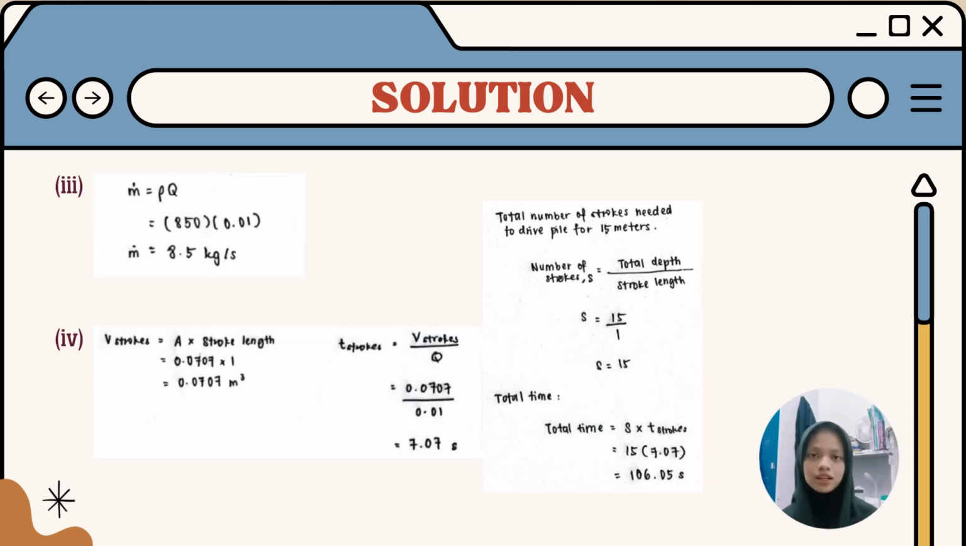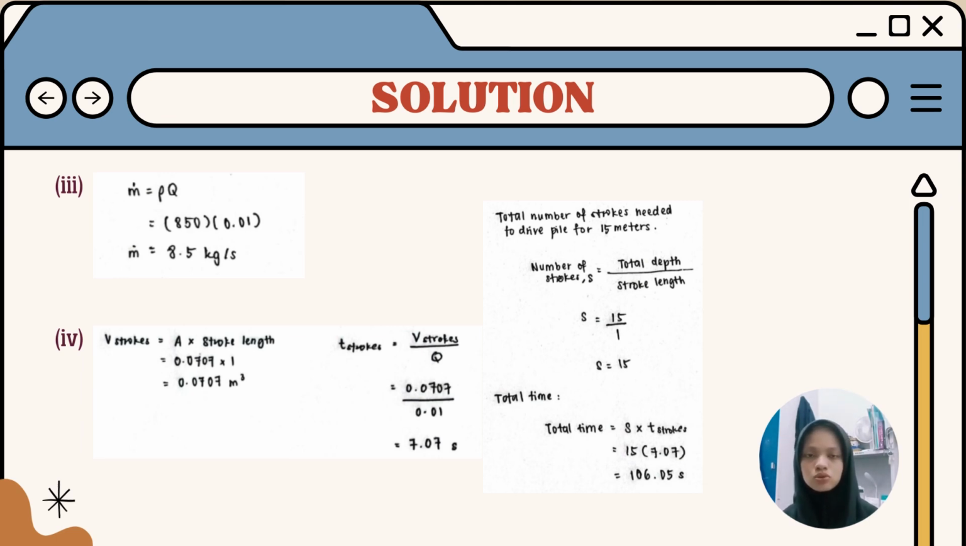So next, for question 3, we need to calculate the mass flow rate. As we know, mass flow rate equals density times Q, and we enter the values. For density we get 850 times the Q 0.01, and we get the mass flow rate is 8.5 kg per second.